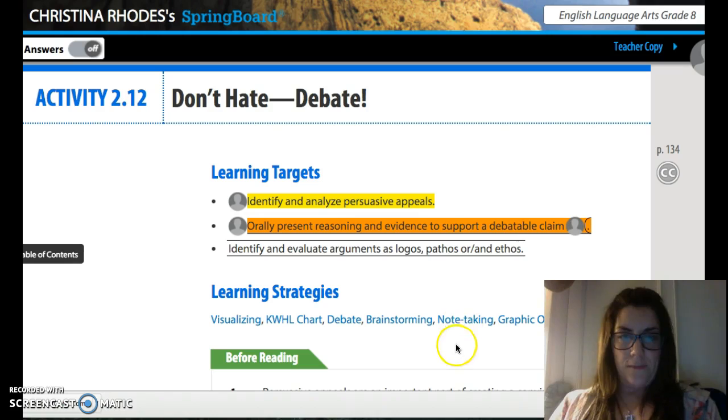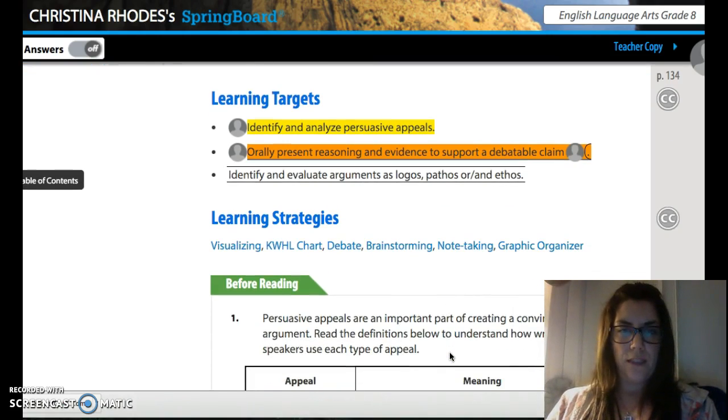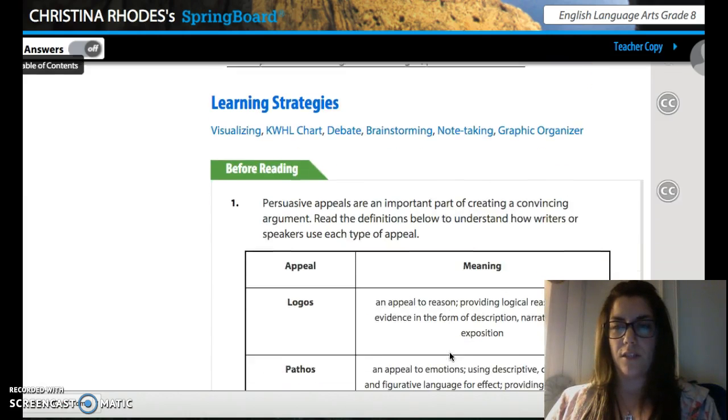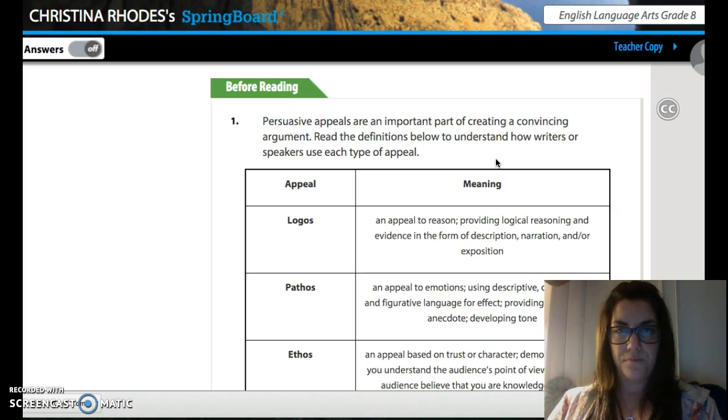During this lesson, you will be visualizing, KWHL chart, debate, brainstorming, note-taking, and using a graphic organizer. Please put your finger on before reading. During before reading, it says, persuasive appeals are an important part of creating a convincing argument. Read the definitions below to understand how writers or speakers use each type of appeal.